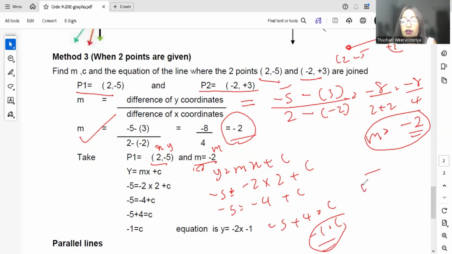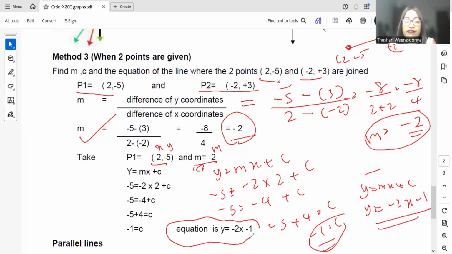Then the equation. How do you write the equation? This question has 3 parts. Y equals mx plus c. Y equals, m is -2, x, c is -1. That is the answer. The equation is y equals -2x -1. Those are the 3 methods to find m and c.